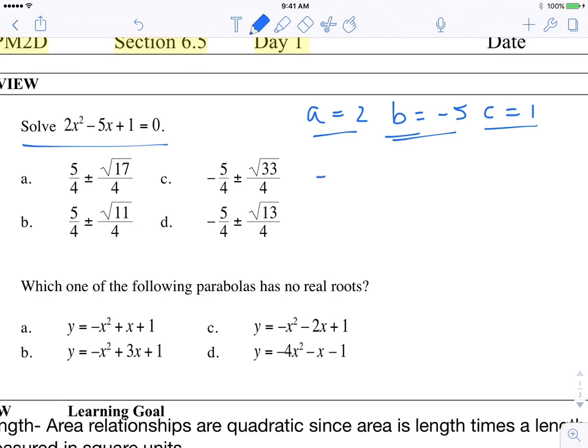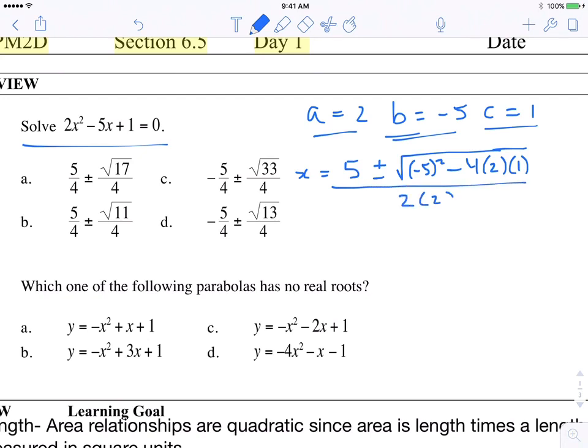In order to solve that, we know x is equal to negative b. In this case, b is -5, so -1 times -5 we can say is +5, plus or minus the square root of b squared, which is -5 squared, minus 4 times a, which is 2, times c, which is 1. The entire thing is divided by or over 2a, which is 2 times 2.